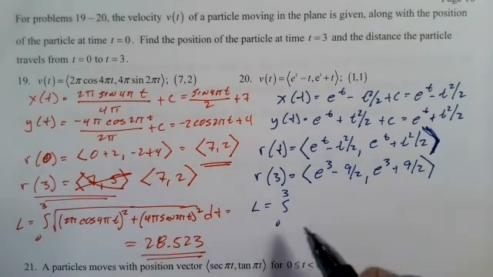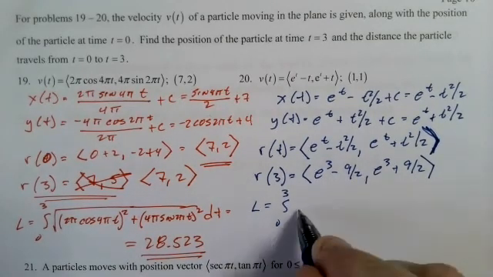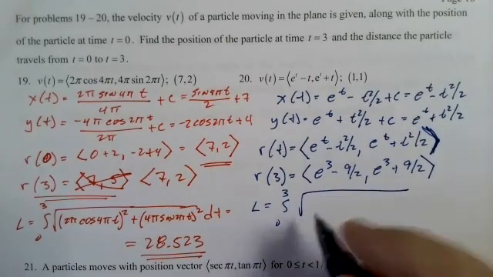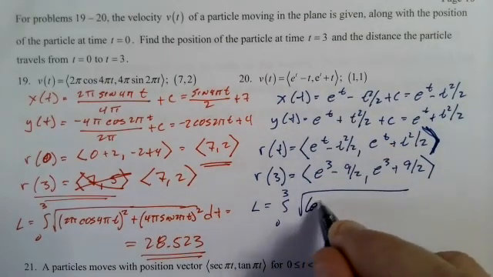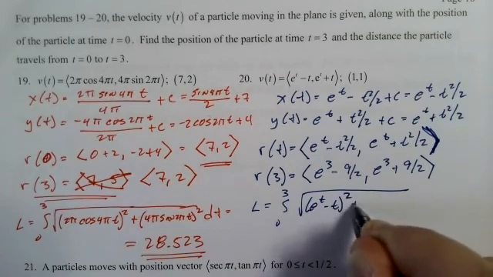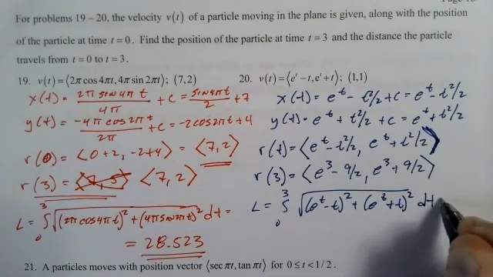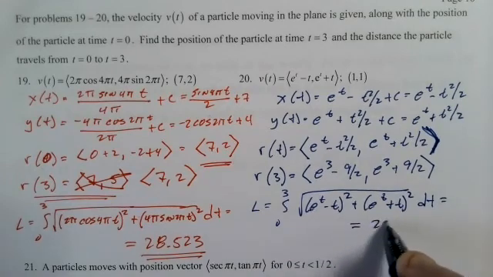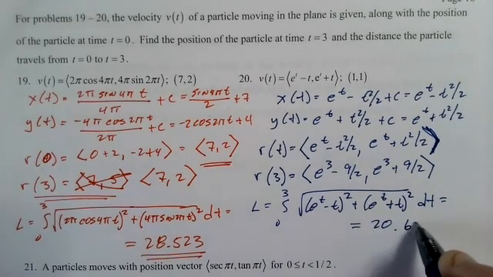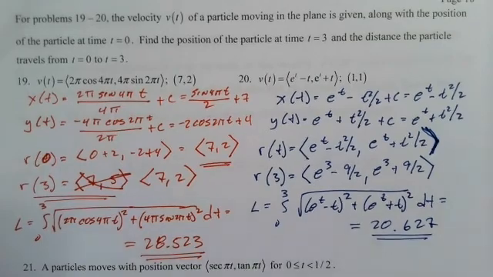Apologies. All right, length, yada, yada, square root. Remember, original ones, e to the t minus t squared plus e to the t plus t squared dt equals 20.627. Math, damn it. That's hard.